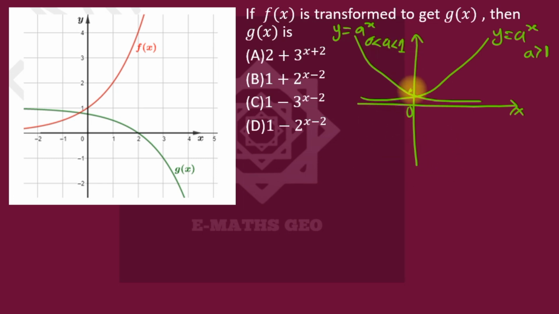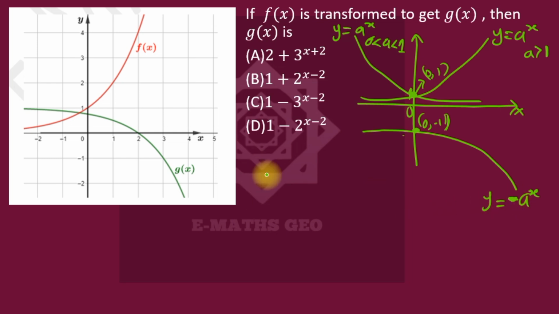So again, the intercept must be 1. Yes, at this point it is (0, 1). So that's it. That's a parent exponential graph. If you reflect this, if here is (0, -1), it will reflect this. So the function is now minus a raised to power x. Do you get it? So that's what you have to know. It reflects, it is now negative.